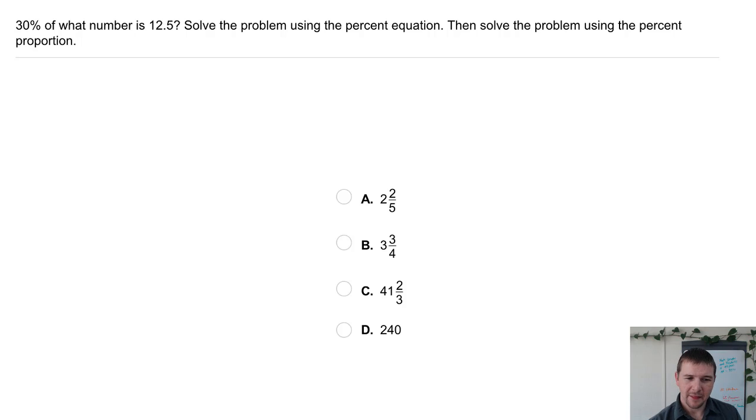Your turn. 30% of what number is 12.5? Solve the problem using the percent equation. Then solve the problem using the percent proportion.